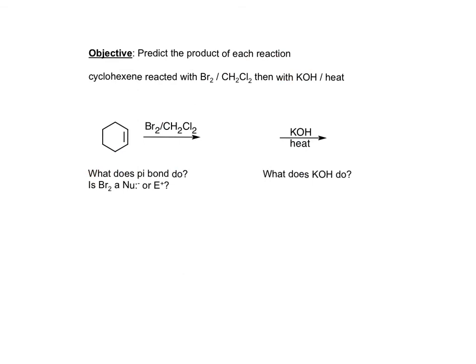More practice. Stop the video, predict the product of each reaction. The first reaction is an alkene halogenation reaction. The second reaction is an elimination reaction. The KOH is the nucleophile which reacts at the H bonded to the beta carbon.